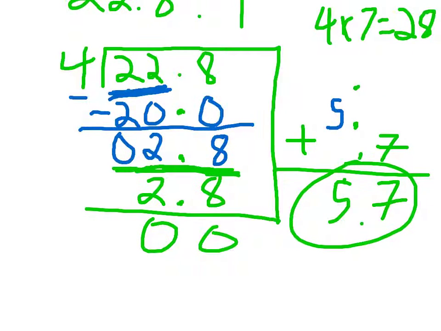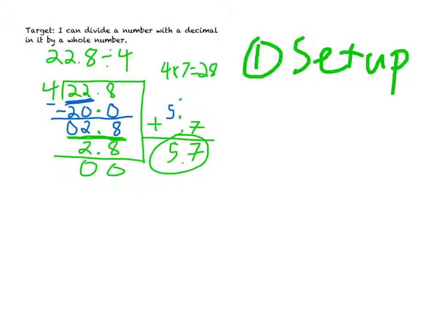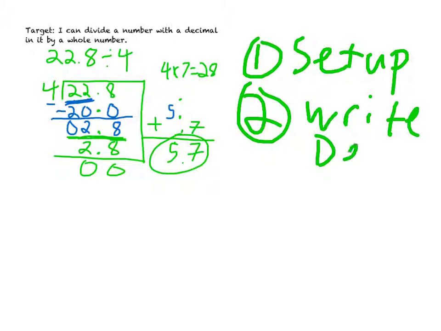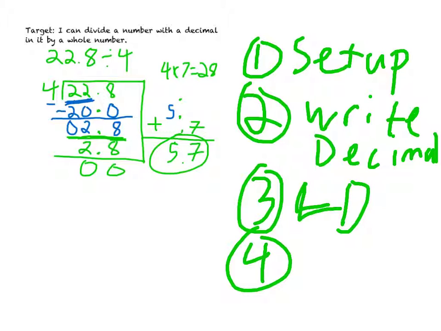Now I'm going to zoom out and we're going to go through the steps here. So our first step was set up, and then we wanted to write the decimal point, so we don't forget about it. And then the third step was long division. I'm going to abbreviate LD for long division. And then the fourth step is add up the numbers on the outside, and then you should get your answer.